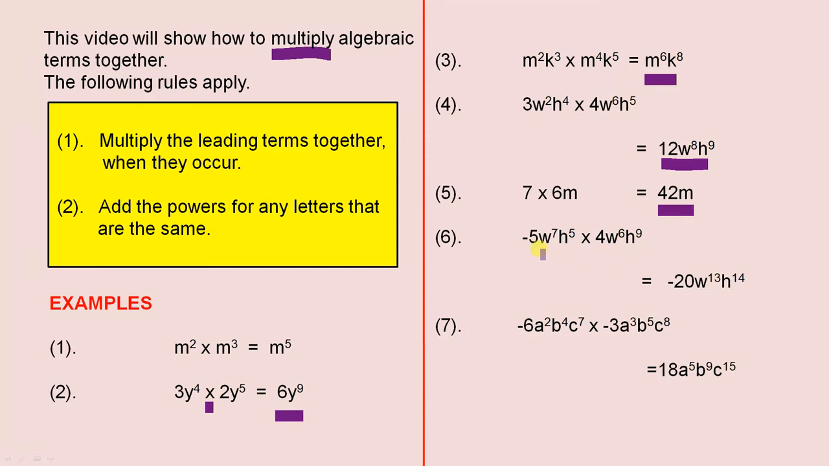Number 6, negative 5 times positive 4 is negative 20. We saw the rules in a much earlier video about multiplying numbers where there are different signs. So negative times a positive gives you a negative, so that's negative 20. W to the 7 times w to the 6 is w to the power of 13, because you add the indices. H to the power of 5 by h to the power of 9 is h to the power of 14. So there's your answer.